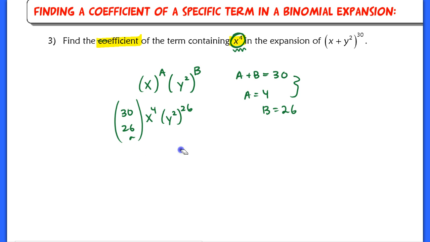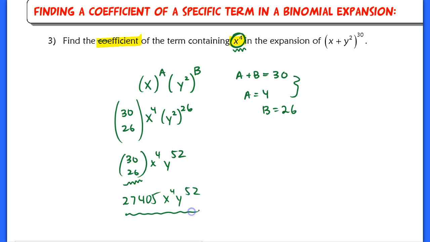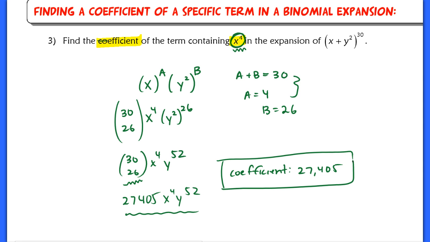Okay, so now I have the term 30 choose 26, x to the 4th, and then y to the 52nd power. So now I want to look at 30 choose 26. That was the whole point of the question, right, is to find the coefficient. So let's find that coefficient. So using my calculator, I get 30 choose 26 is 27,405. So this is the term, right? This would be the actual term, but the coefficient is what I'm asking for. So I'm going to write the coefficient is 27,405. Make sure that you're always answering the original question, okay?